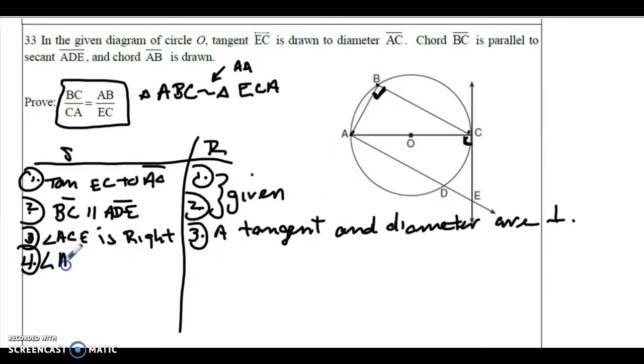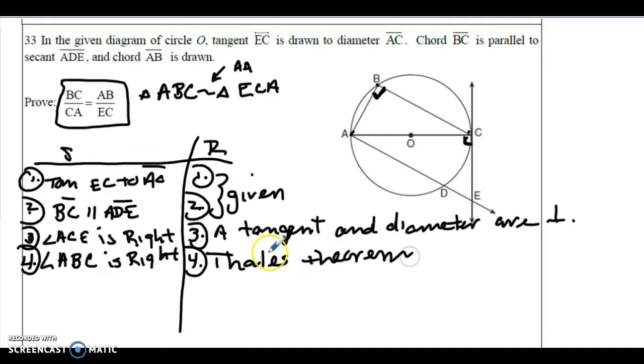So we can say angle ABC is right. And for 4, that's Thales' theorem. Okay, so if you remember the name of the theorem, just write the name of the theorem. If you don't remember the name of the theorem, then you can just write that that's a right angle because it's an inscribed angle that opens to a semicircle. So we've got one pair of angles congruent. Actually, we haven't said that they're congruent yet. We're going to do that next.